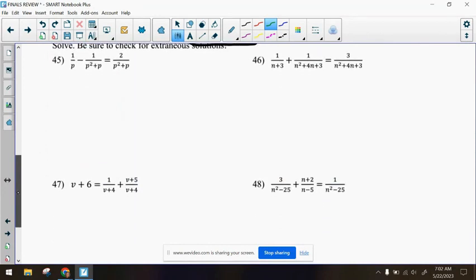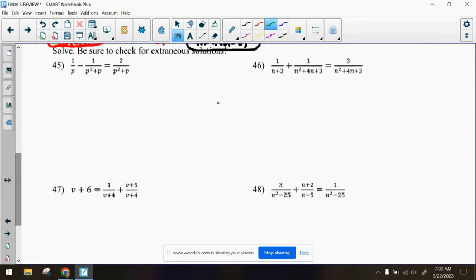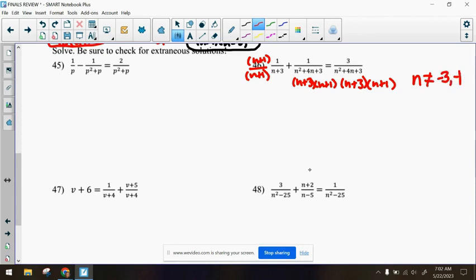I'm going to go ahead and do one of the solvings, and then you're going to do the rest. So I'm going to do number 46, and then you're going to try the rest of them. So number 46, that factors into n plus 3 and n plus 1. So we can see that that first fraction has the n plus 3. It does not have the n plus 1. So my goal is to first get a common denominator, which now I have. I'm going to list my restrictions. N cannot be -3 or -1.